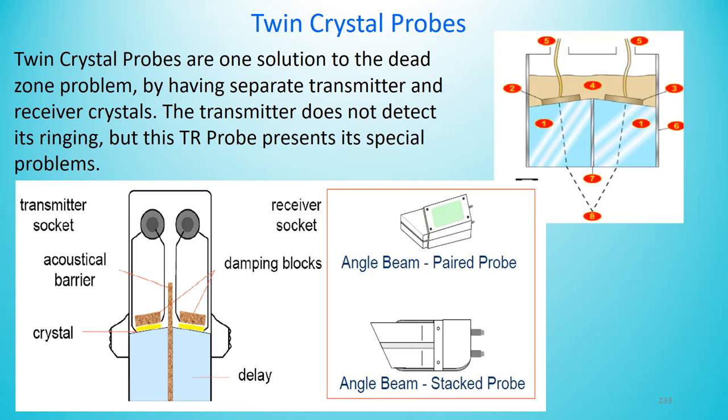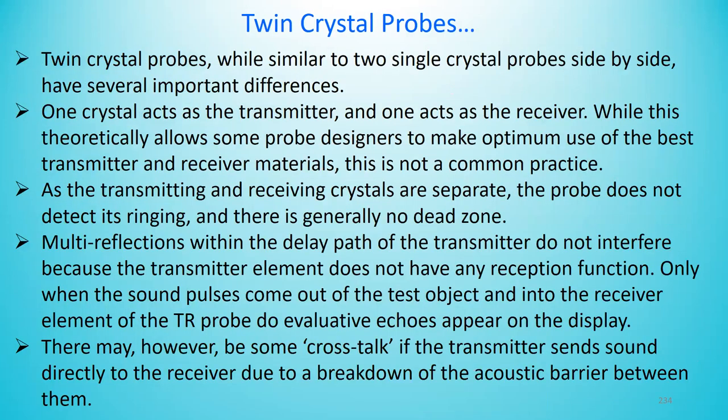The transmitter doesn't detect its ringing, but the TR probe presents its own special problems. Twin crystal probes, while similar to two single crystal probes side by side, have several important differences. One crystal acts as a transmitter, one acts as a receiver. While this theoretically allows the probe designer to make optimum use of the best transmitter and receiver material, this is not common practice. As the transmitting and receiving crystals are separate, the probe doesn't detect its ringing, so there is generally no dead zone. Multiple reflections within the delay path of the transmitter do not interfere because the transmitter element does not have any reception function.